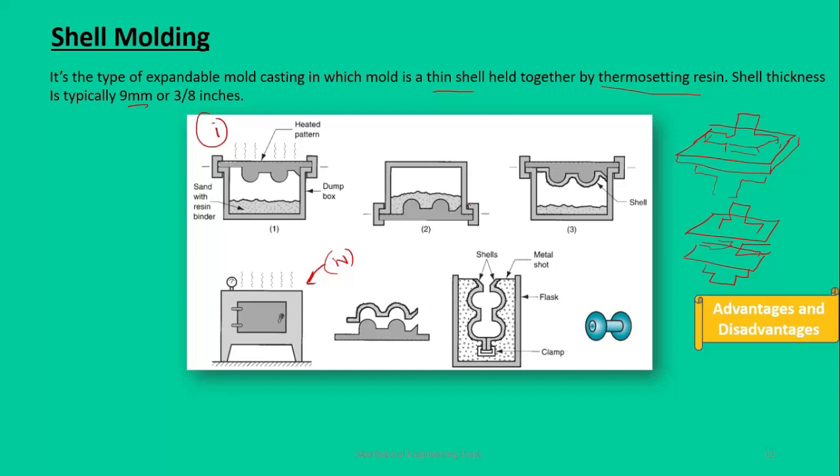Then we again perform the same steps for the second half of this mold cavity. The two halves of the shell mold are assembled and supported by a clamp as well as sand mixed with metal shots, and it forms a mold cavity. Once we pour the molten material here, we will get a product like this one. There are certain advantages and disadvantages for this shell molding.